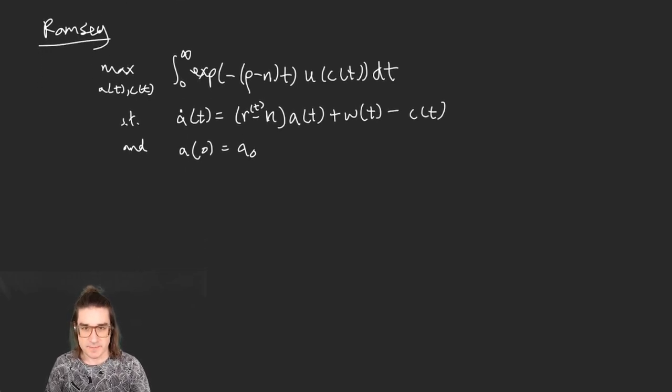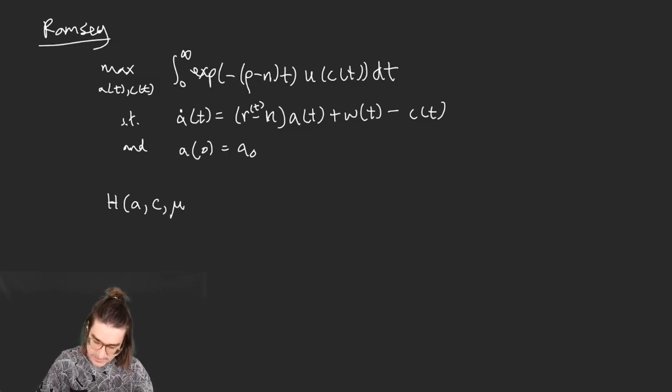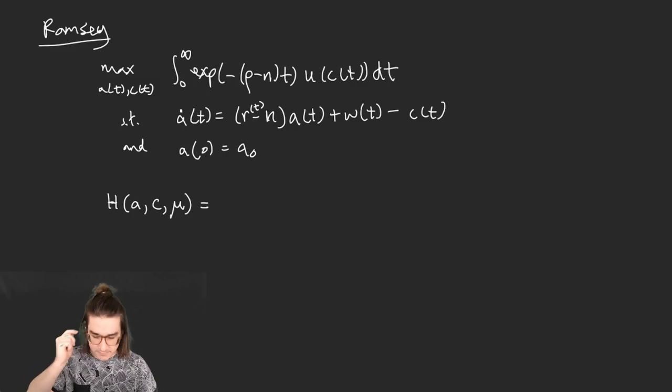All right. Okay, so what we want to do first step is make our Hamiltonian. Once we have the Hamiltonian, then we apply those conditions and we're going to be all set. So our Hamiltonian: remember the Hamiltonian is just a function of state, control, and multiplier. In general, remember that the Hamiltonian was f of x, y plus mu times g of x, y. So our f is relatively simple.